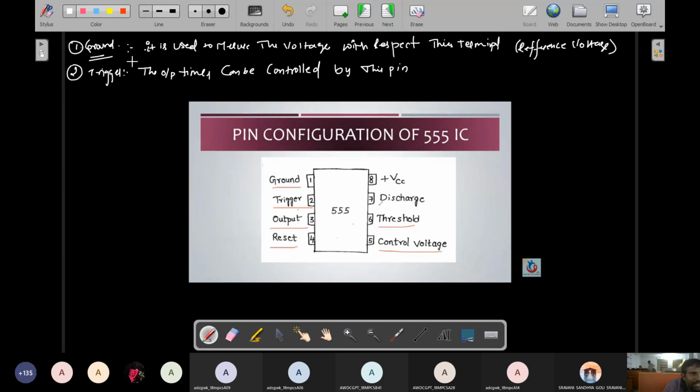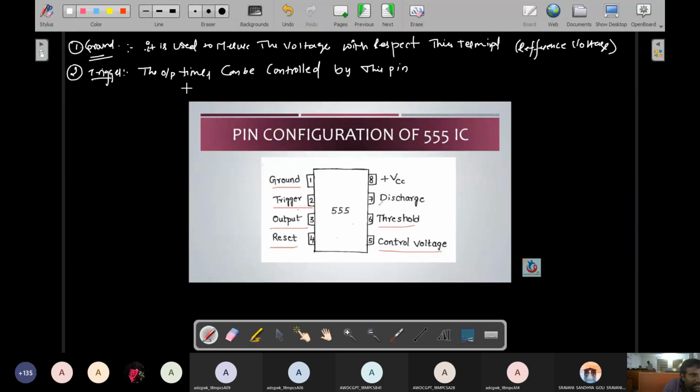Understand everybody? The first pin is a reference voltage. Actually, inside there is a lot of voltage produced. So we want to measure that voltage with reference to another voltage. With reference means with respect to this terminal. With respect to this terminal, that's why it is called reference voltage.